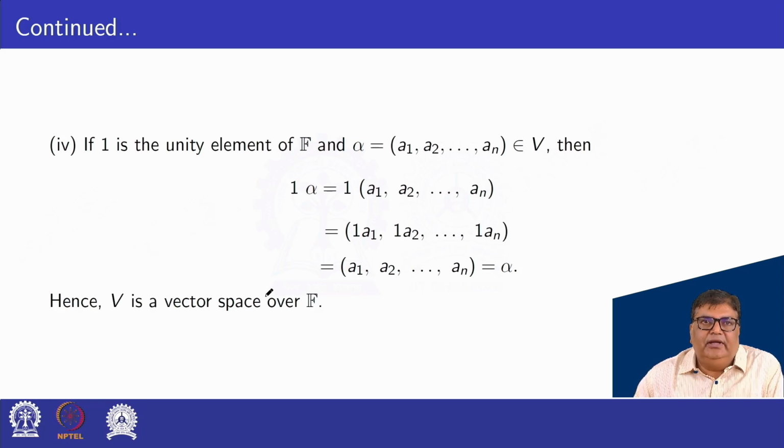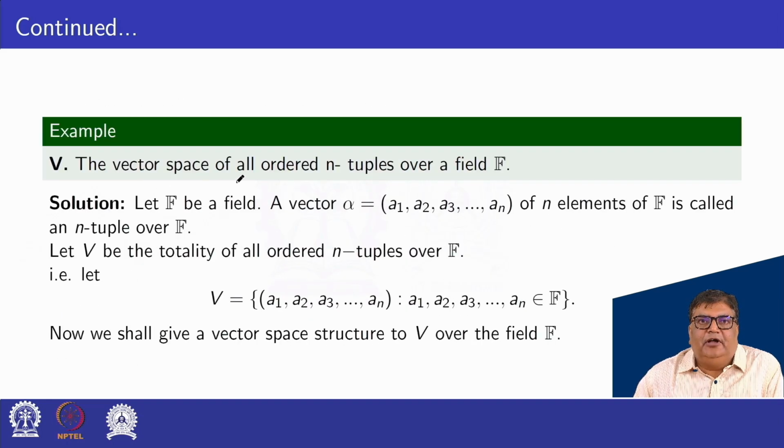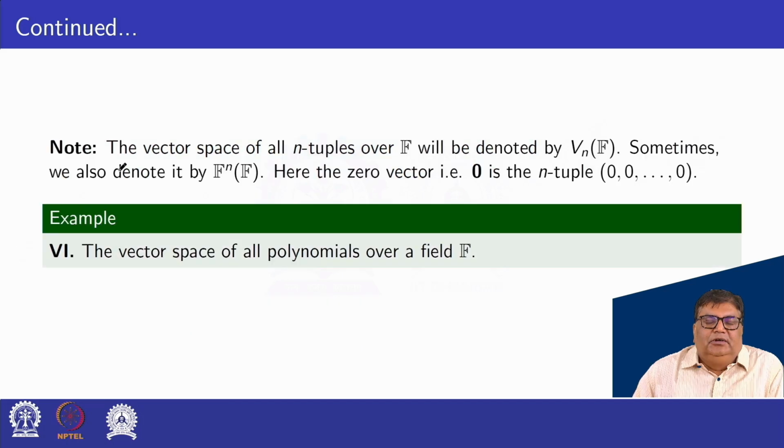Hence, we can say that the given example, the set of all ordered n-tuples over the field F, is a vector space. Noting point: the vector space of all n-tuples over F will be denoted by V, and sometimes we also denote it by Fⁿ(F). Here the zero vector is the n-tuple (0, 0, and so on).